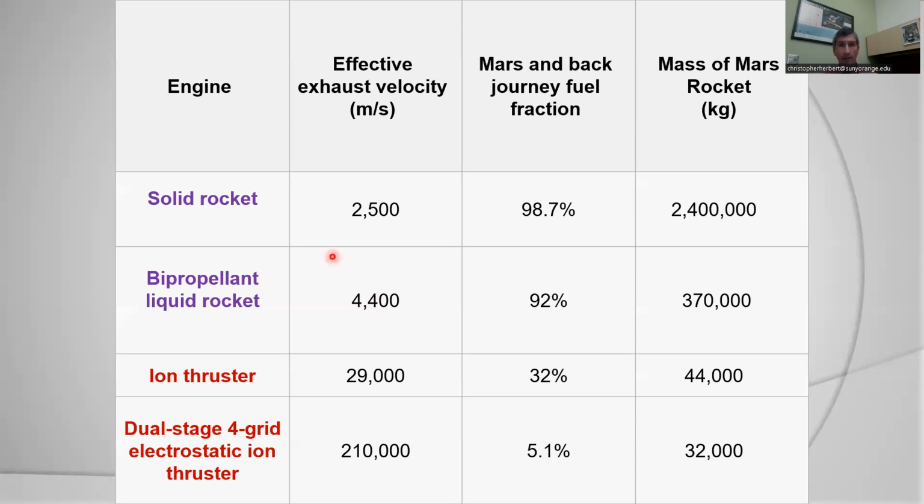And again, if we're just using a solid rocket, the mass of what we'd have to put in orbit would be 2.4 million kilograms. Even the Starship rocket, which is being developed, doesn't even come close to that in terms of what it can put into payload. Bipropellant rocket, 370,000 kilograms. But again, if we use ion thrusters to get these human-carrying rockets to Mars, we begin to approach more realistic values for our Mars rocket.